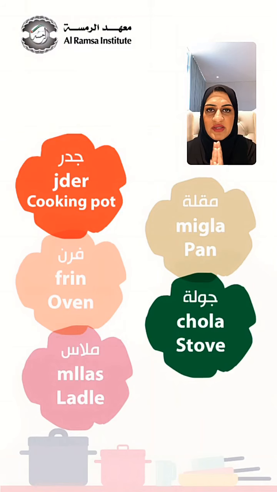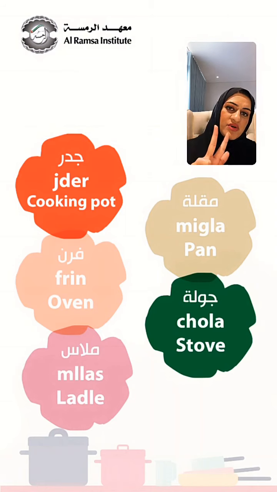The first one, the one in orange color, is jitter. It comes from maybe a Fusha word, qadr, but in Emirati Arabic, sometimes we change the q to j, so it becomes jitter. Most Emiratis will say jitter, but some Emiratis will also say gidr. Both are correct. At least this is very common in the Gulf.